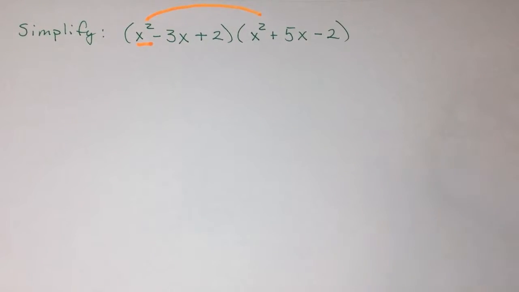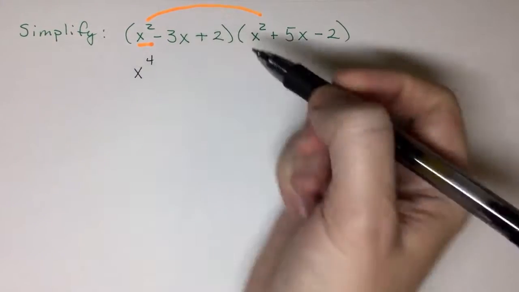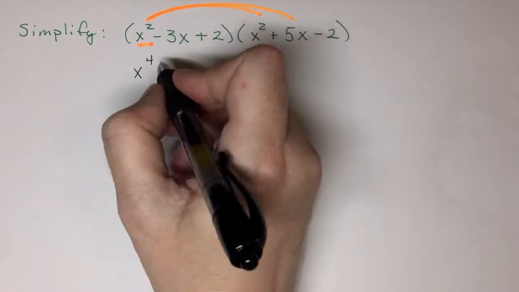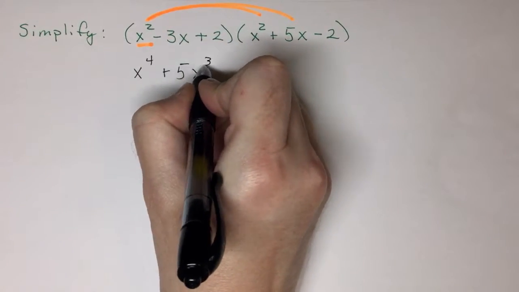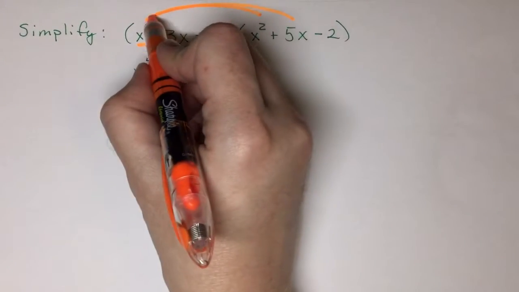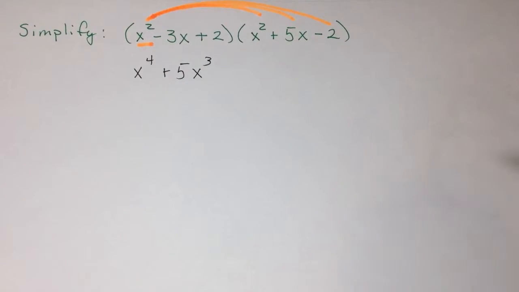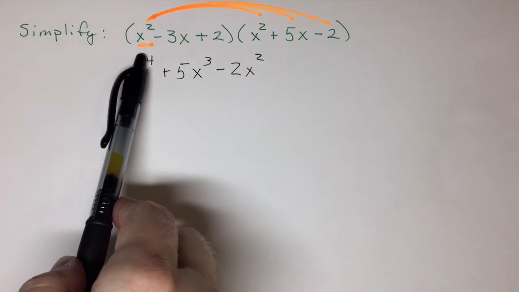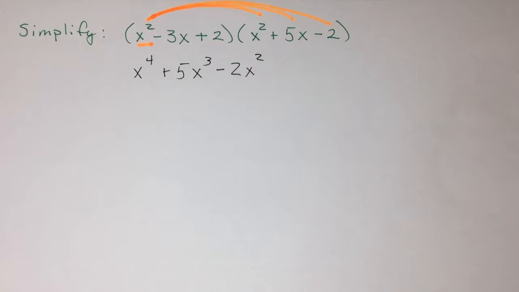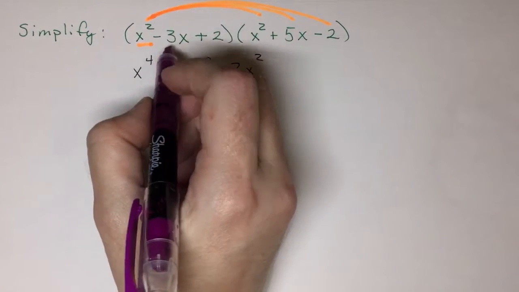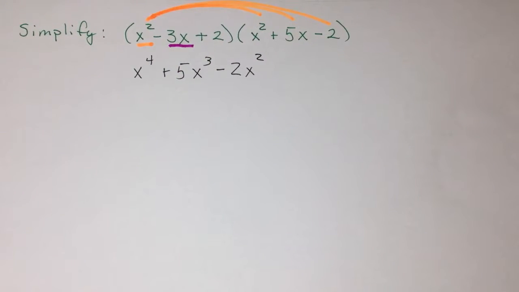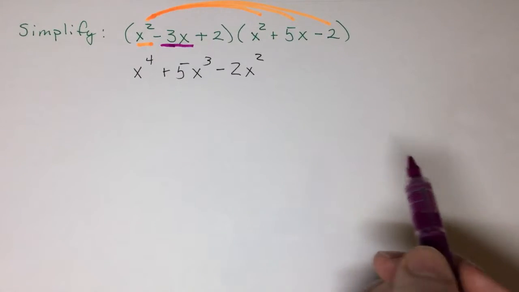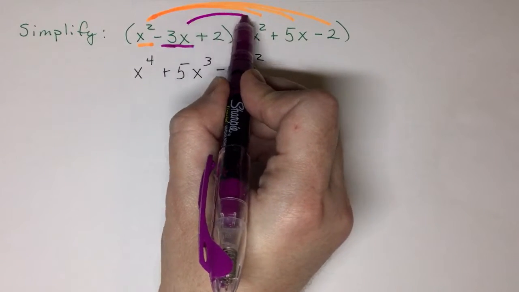X squared times x squared is x to the fourth. X squared times positive 5x is positive 5x cubed. X squared times negative 2 is negative 2x squared. My first term has distributed to each term in the second polynomial. Now I'm going to distribute my second term. That's that negative 3x. Be careful that you're always taking that sign as part of the term. So negative 3x times x squared.